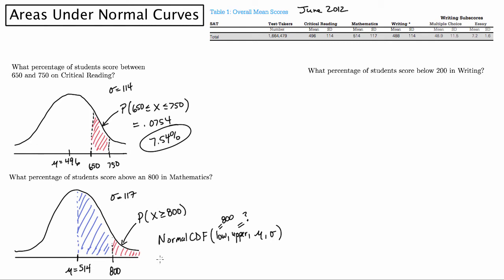So let me write out what I'm going to do. If I'm trying to find the area for the red, that is 50% of the area, 0.5, minus the area in blue. And the area in blue should be found by looking at the normal CDF of the lower bound, which is 514 for the blue, the upper bound, which is 800, and then the mean of 514 and a standard deviation of 117. So this is what we're going to enter into our calculator for this problem.